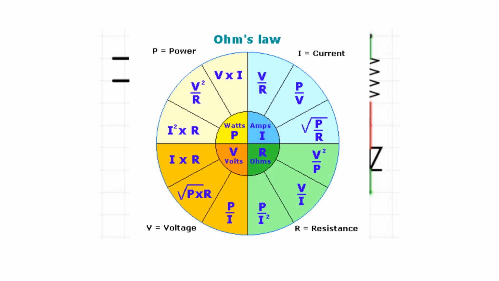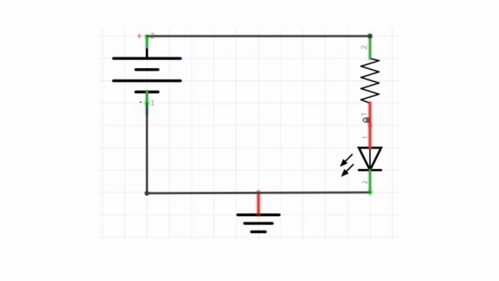Ohm's law tells us this, but intuitively we know that applying a higher voltage to the circuit will make the LED shine brighter, assuming the resistor remains the same value. It's not the voltage that makes the LED brighter, it's the current. More voltage means more current flow.